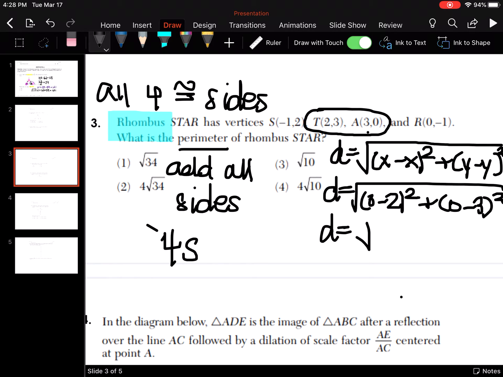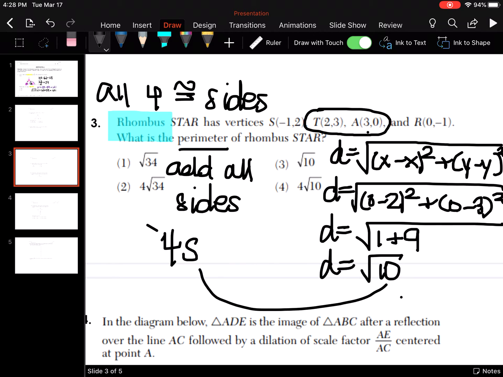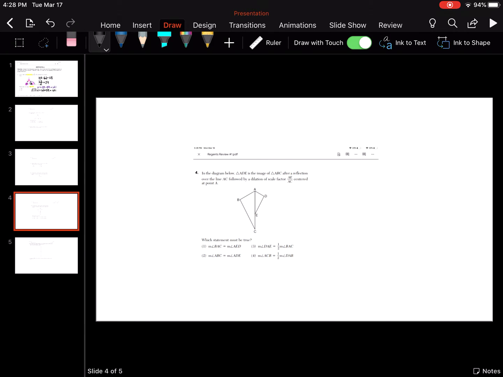So now we have 3 minus 2, which is 1. 1 squared is 1. And 0 minus 3 is negative 3, but negative 3 squared is positive 9, which means the distance of one of the sides is radical 10. But don't forget, we need to multiply that by 4, which means we get choice 4, 4 radical 10. Okay, number 4.